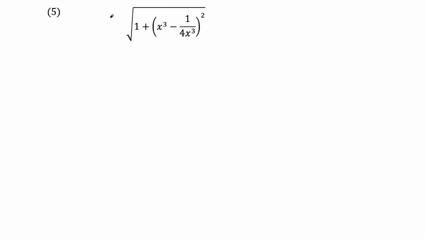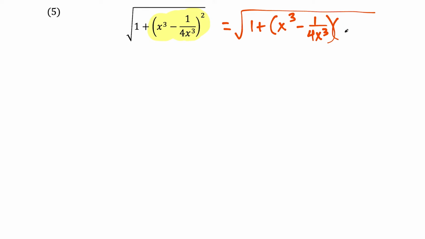Question 5, we want to simplify this expression, and the first thing I'm going to do is expand this term over here. So we have the square root of 1 plus, and we're squaring this binomial, so we're going to multiply it by itself. We have x to the third minus 1 over 4x to the third times itself. So we're just going to write them side by side like this. Let's go ahead and multiply these two.